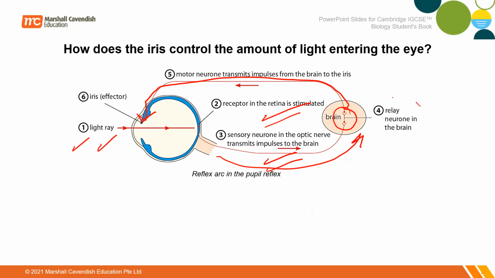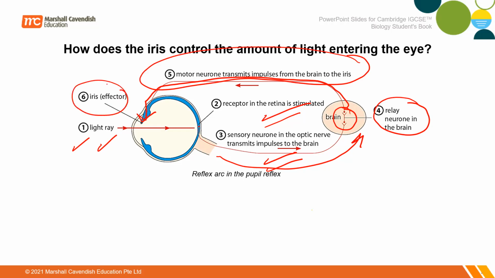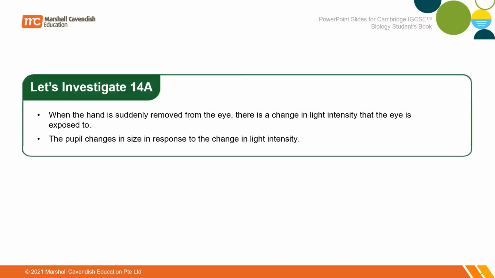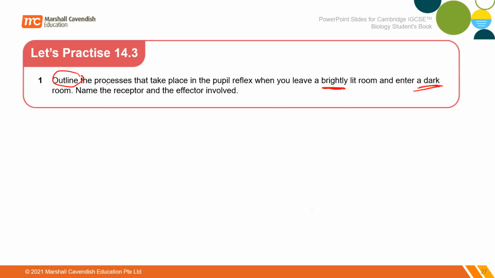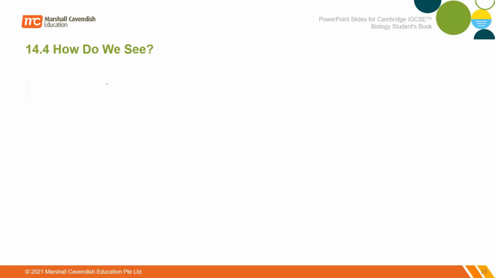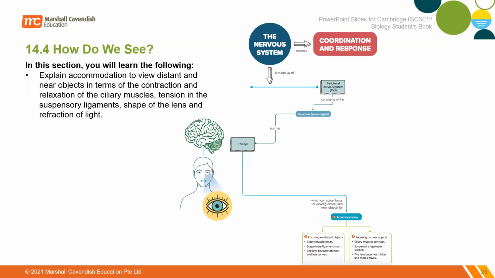In the brain, we have the relay neuron. And the message will be delivered through the motor neuron to the effector in the eyes in order to be either narrower or wider, constricted or dilated. On the question, definitely here it will be dilated because we want to see. Okay? This is the eye accommodation.